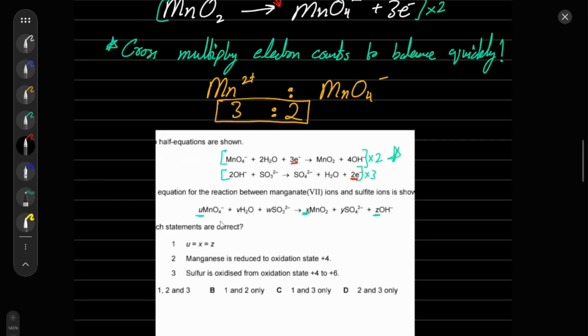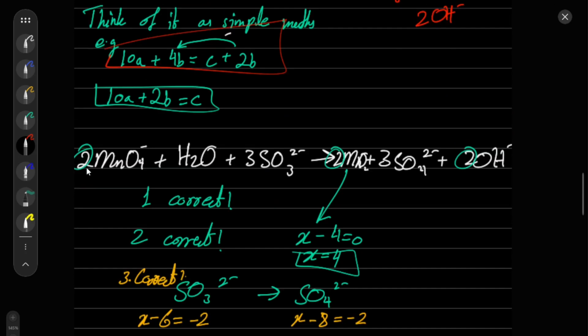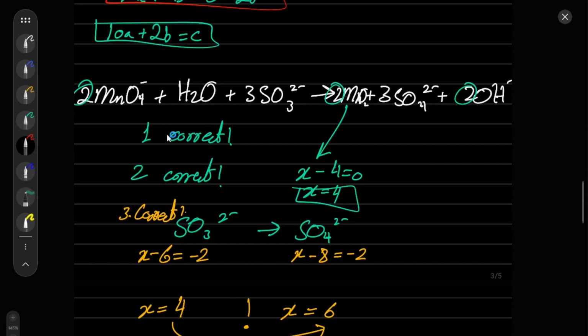And that way you can figure out whether each of these statements is correct or not. So U equals X equals Z. So MnO4, MnO2, and OH. Is that equal? Yeah, it is equal. So 1 is correct.